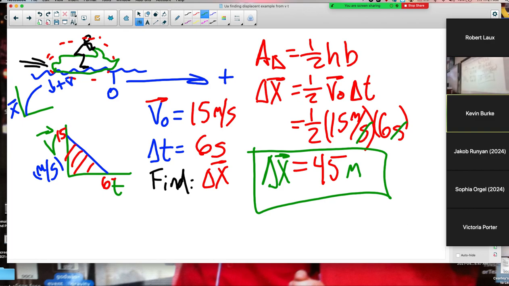So we now have figured out how to find the area under a velocity versus time graph for both a constant velocity problem and an object that is accelerating.